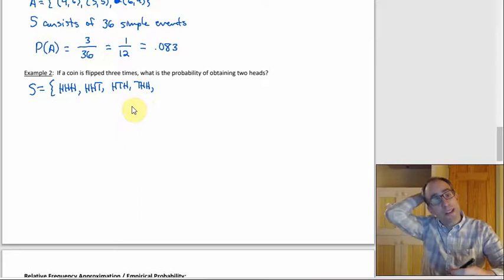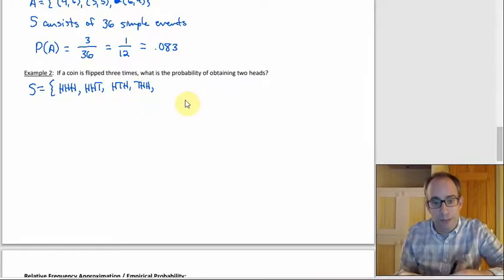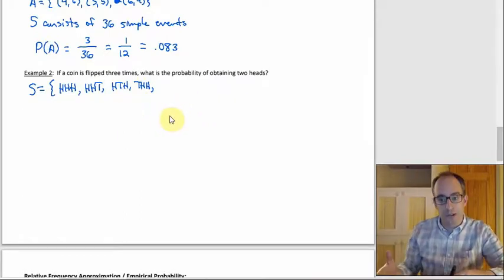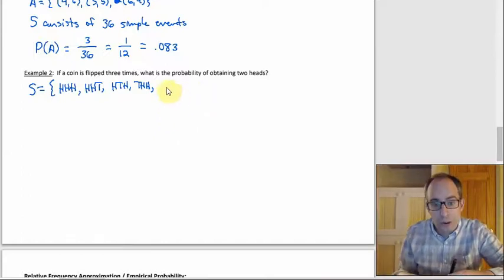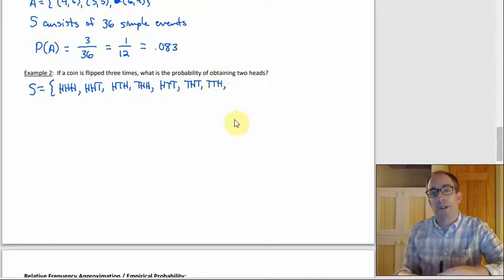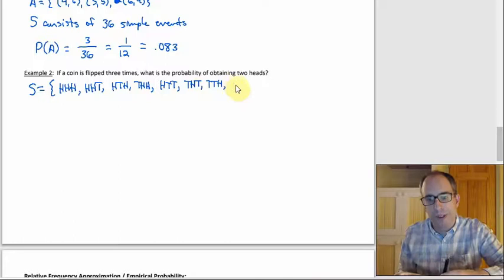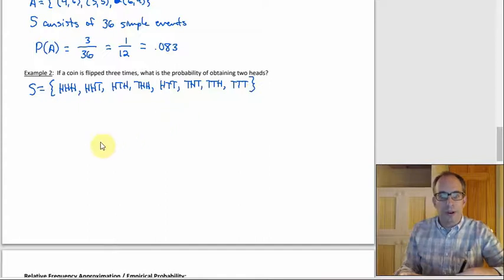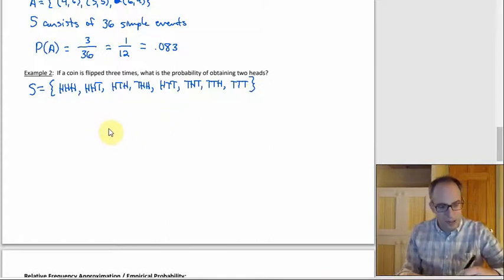And then what about getting exactly 1 head in the 3 flips? You can say, well, then it could be the first flip or the second or the third. So if it was the first flip, you'd have head, tail, tail. If it was the second flip, you'd have tail, head, tail. And if it was the third flip, you'd have tail, tail, head. And then the only other option is no heads, which would just be 3 tails. So tail, tail, tail. So there are 8 simple events there.